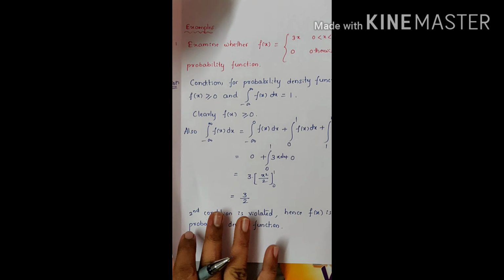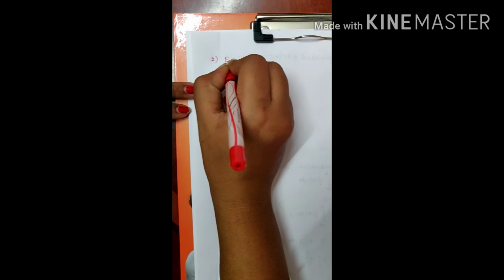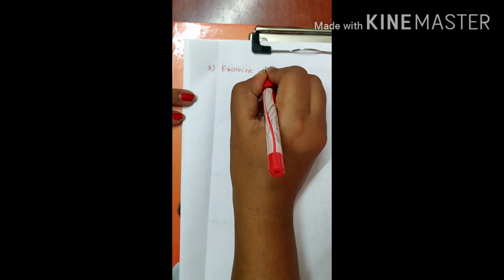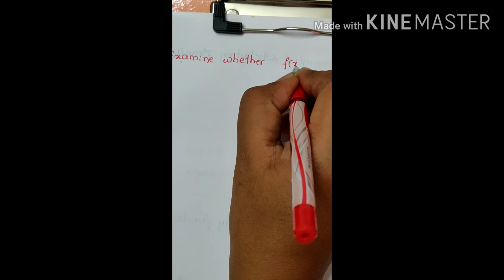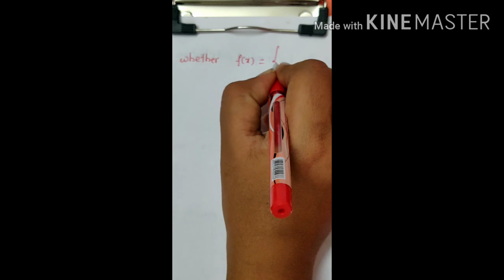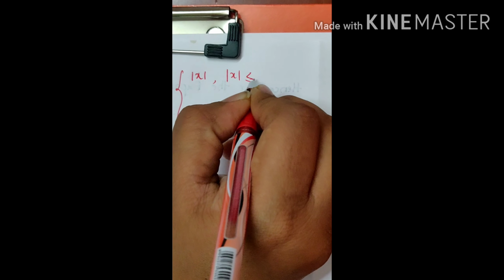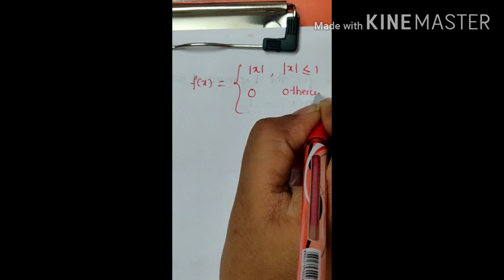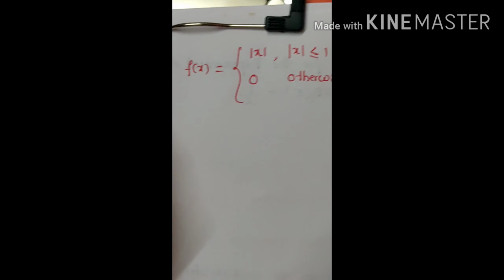So next example, examine whether f of x is equal to mod x for mod x less than or equal to 1, 0 otherwise, is a probability density function.